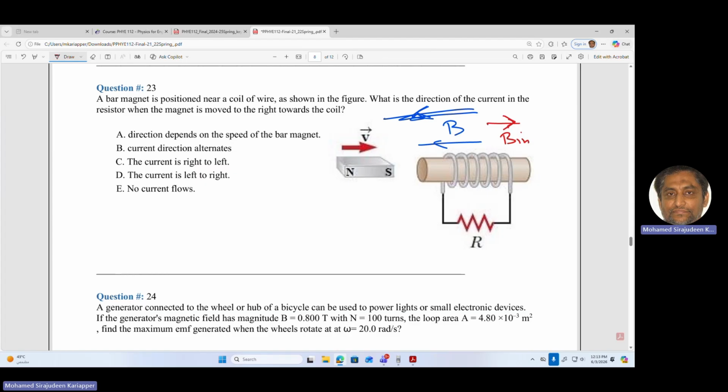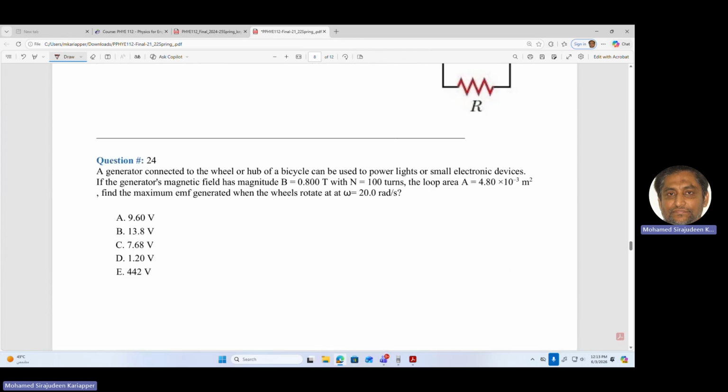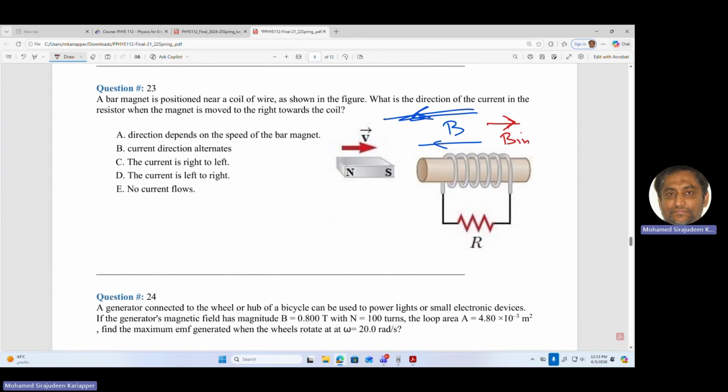Don't say my perspective, look from the magnet's perspective, okay? Looking from the left side of this. So let me draw it. The current must be like this, right? So this is the best way.